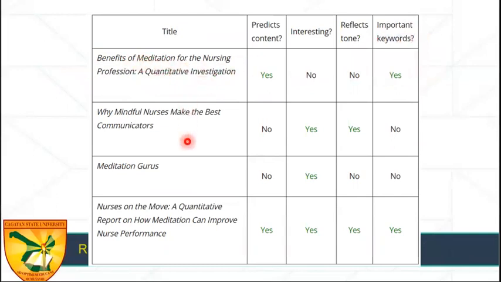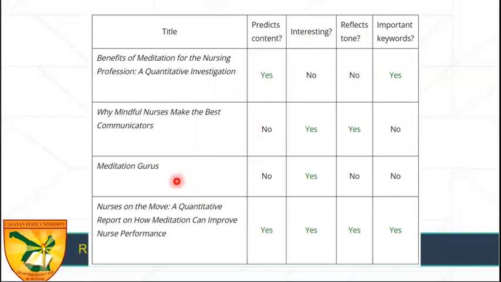For number 2, "Why Mindful Nurses Make the Best Communicators?" Does it predict content? No. Wala kang makikitang variables dito. It's a why. Is it interesting? Yes. What makes nurses good communicators? Does it reflect tone? Yes. Are there important keywords? No. We don't see any variables here.